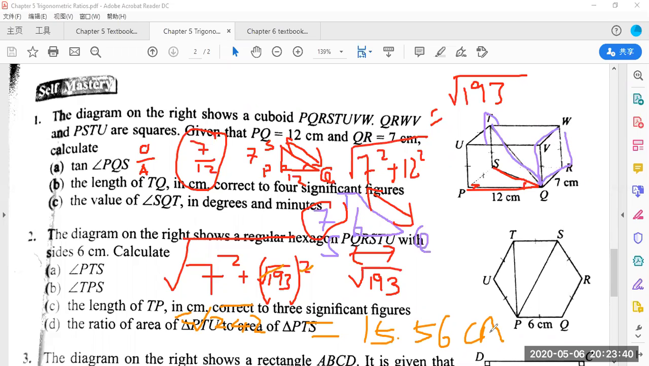So for this question, you need to see that it is not only 2D, not only the plane. It's 3D. So you need to imagine the triangle from the top view or side view. And then we go to question C.